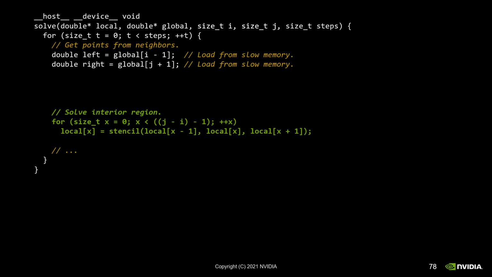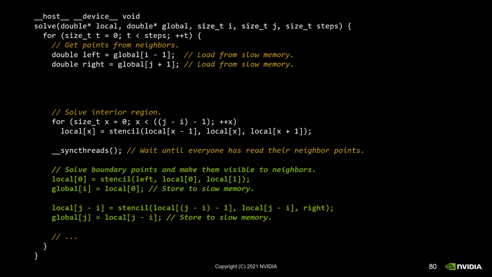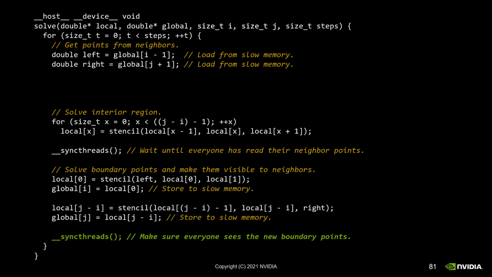Then we solve the interior region, the points whose stencil falls entirely within the tile. Next, we do sync threads. We want to make sure everyone has read their neighbor points from the global array before we overwrite them with points for the next time step. Then, using our neighbor points, we solve our boundary points and store the results in the global array. Finally, we sync threads again to make sure everyone sees the new boundary points before they start reading them in the next time step.